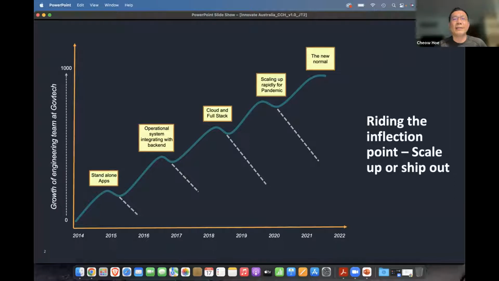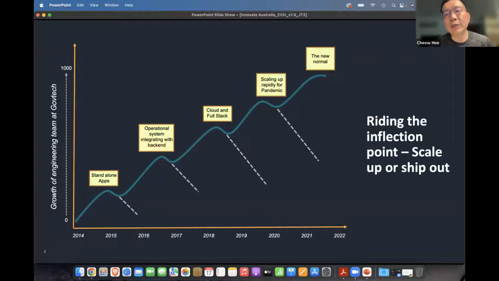An endeavor like this is actually very, very difficult to achieve, mainly because it requires so many people involved. And there's so much change management that needs to be done that it's never a straight line. So what do we mean by inflection point?